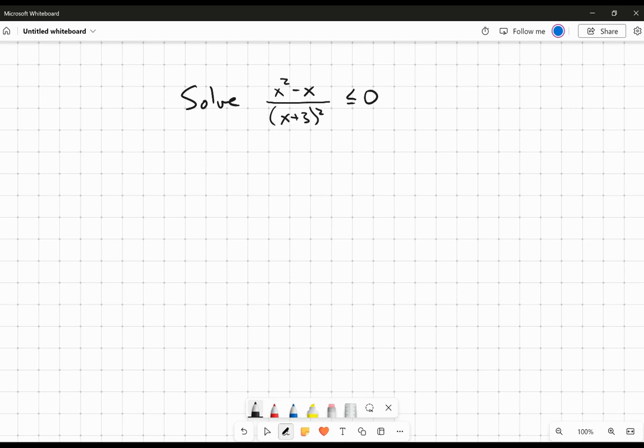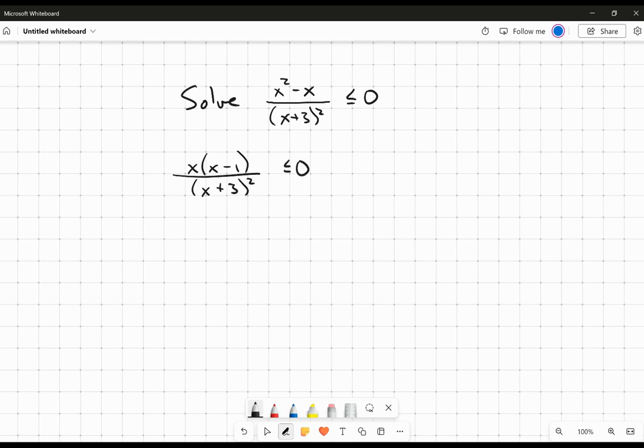Okay, hi everybody. So in this video, we're going to solve (x squared minus x) divided by (x plus 3) squared is less than or equal to 0. And the way I'm going to do that is I'm going to split this thing up into its different constituent pieces. So I'm going to factor the numerator down until I've got it looking like this.